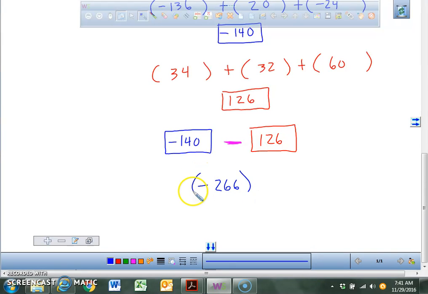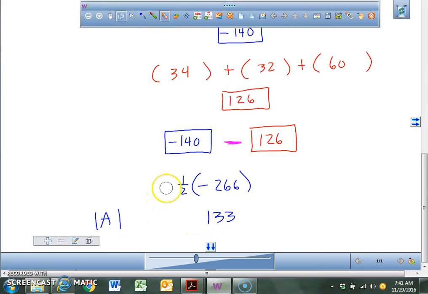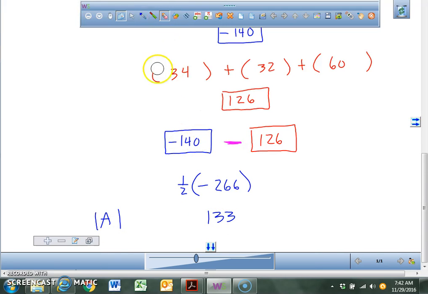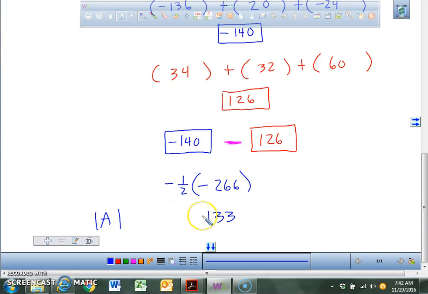But what do we have to do to that? We have to multiply it by a half. But since we know our answer has to be positive, we're going to multiply it by -1/2, and we get 133. Remember, the final answer is the absolute value of whatever number you get. So even if you got -133, the absolute value of -133 is still a positive 133.